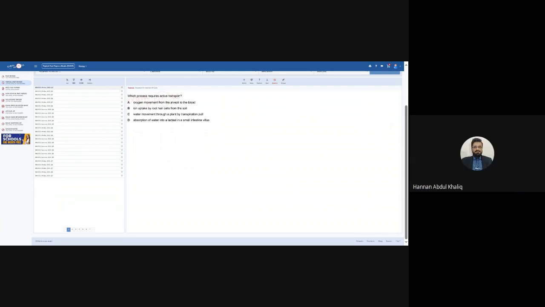Okay. Let's see. First of all, oxygen always diffuses. No organism can afford to move the oxygen with active transport because a lot of energy would be spent. Second, see water movement through a plant by transpirational pull. No organism can afford to move the water through active transport because it is required to such an extent. Gases and water can never be transported through active transport.